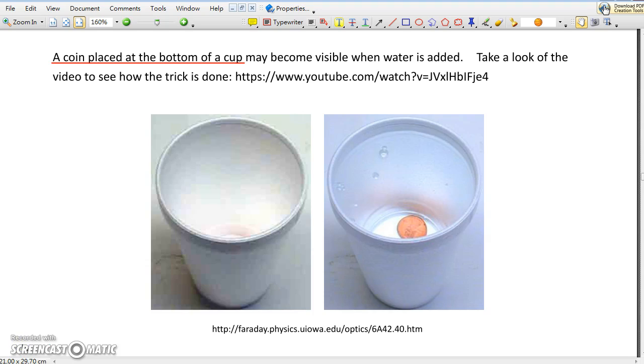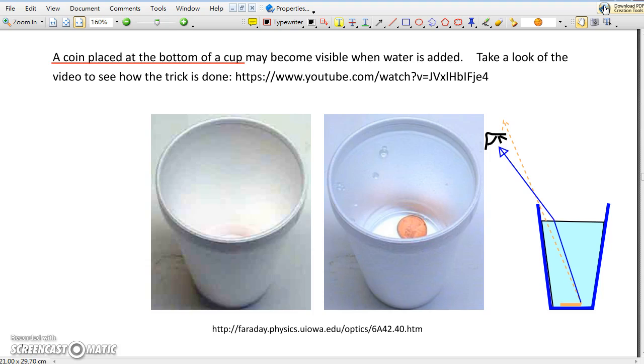And the other example is a coin at the bottom of a cup. Let's draw a ray diagram to illustrate the idea. We have a cup, we have a coin at the bottom. There's an observer, but at that time the observer just cannot see the coin. What we do is add water. When we add water, then the light ray will go this way. It bends away from normal so that the light rays go into the observer's eye. And that means the observer can see the coin now.